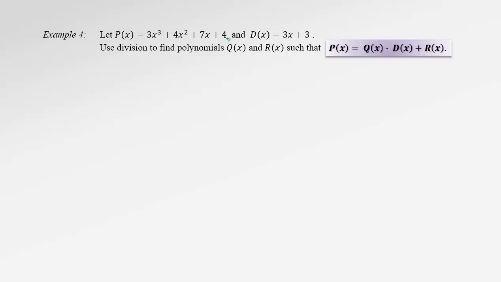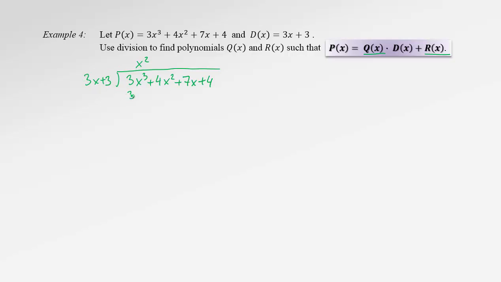So we have this third-degree polynomial p. Let's write it down. 3x cubed plus 4x squared plus 7x plus 4. And we needed to divide this polynomial by the divisor, by 3x plus 3. Okay, let's do it. 3x plus 3. And let's perform long division to find out the quotient and to find out the remainder. 3x goes into 3x cubed, x squared times. Let's multiply x squared by the whole divisor.